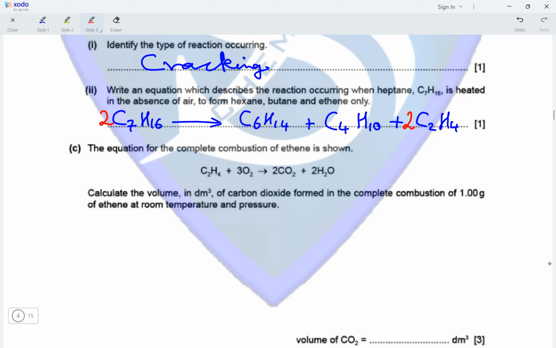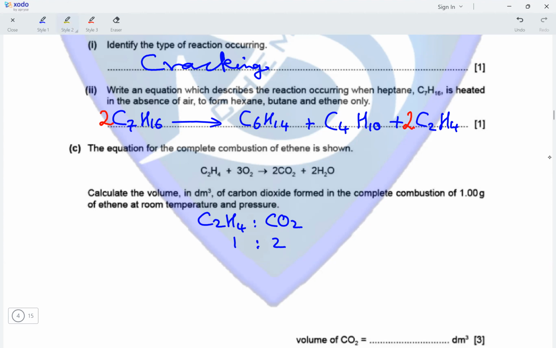The equation for the complete combustion of ethene is shown. So 1 mole of ethene requires 3 moles of oxygen to produce 2 moles of carbon dioxide and 2 moles of water. Calculate the volume in dm cube of carbon dioxide formed in the complete combustion of 1 gram of ethene at room temperature and pressure. So according to this equation, the molar ratio of ethene C2H4 to carbon dioxide is 1 to 2.